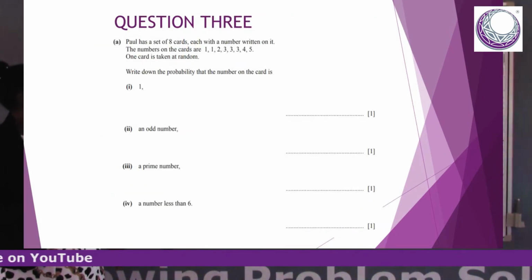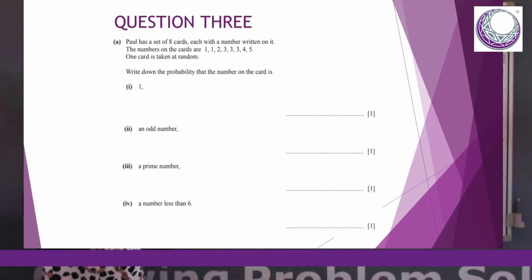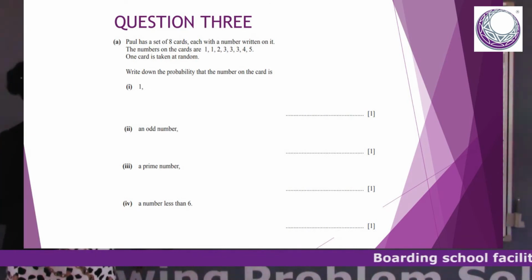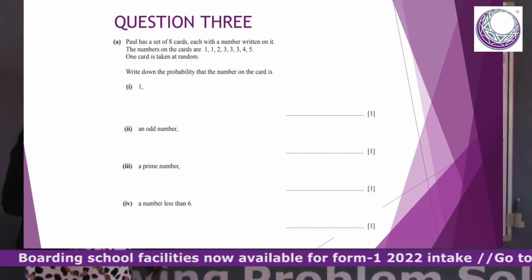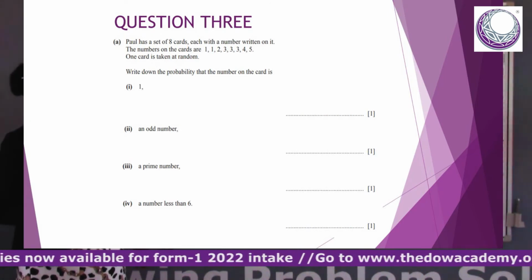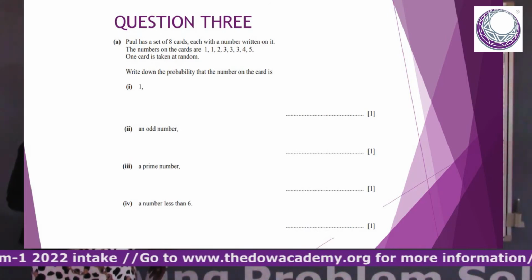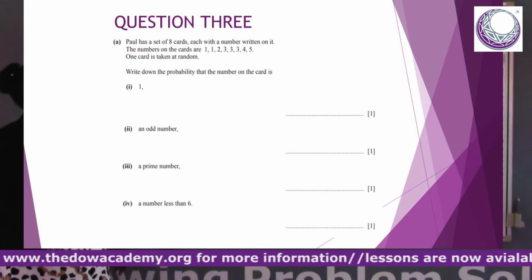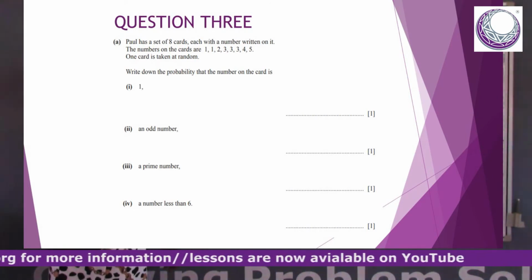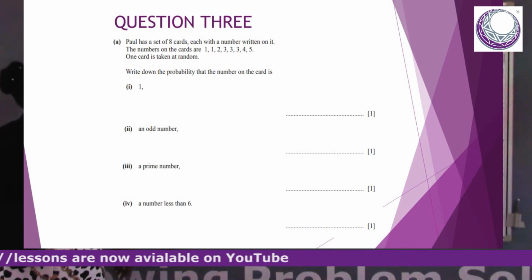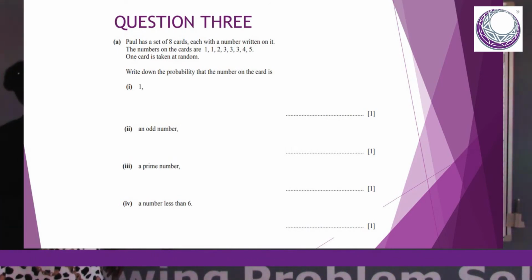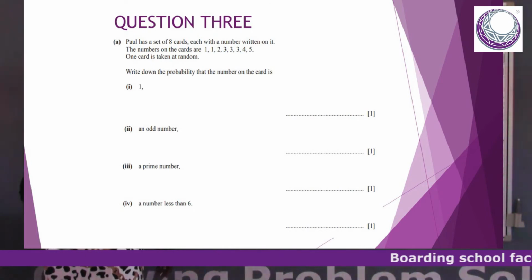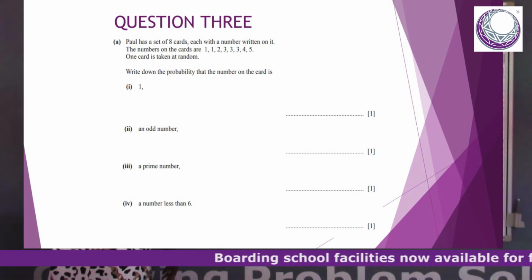So I finally have this question here where it says Paul has a set of 8 cards, each with a number written on it. And the numbers on the cards are 1, 1, 2, 3, 3, 3, 4, and 5. Then we are picking one card at random.